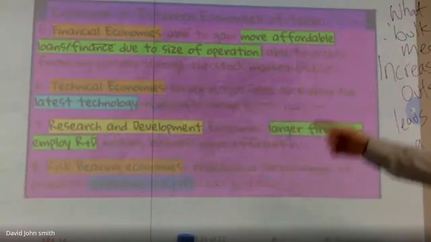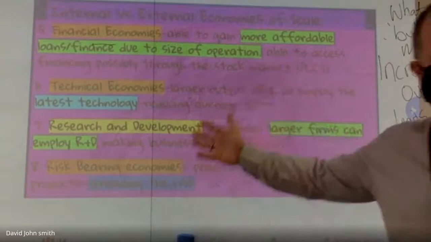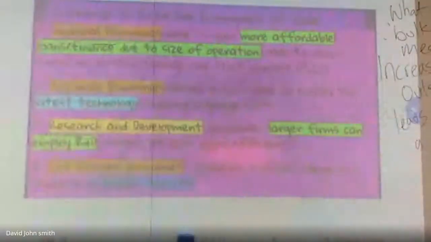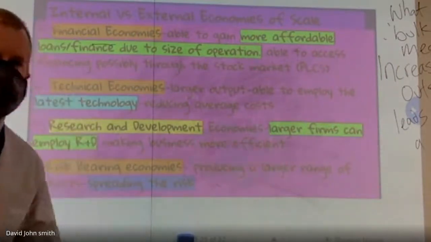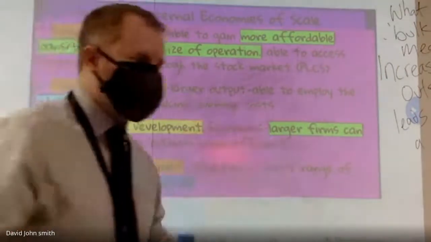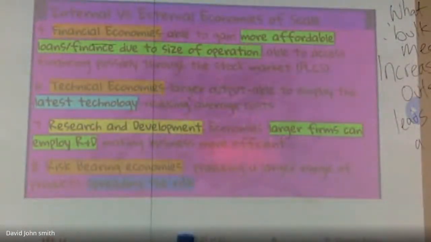Now, financial economies, more affordable loans. Because you're a big business, you can get the loans, but you can also get them at a cheaper rate than probably anybody else. Technological economies, you are so big, you've got so much output, you're able to use the latest and greatest technologies that there are.